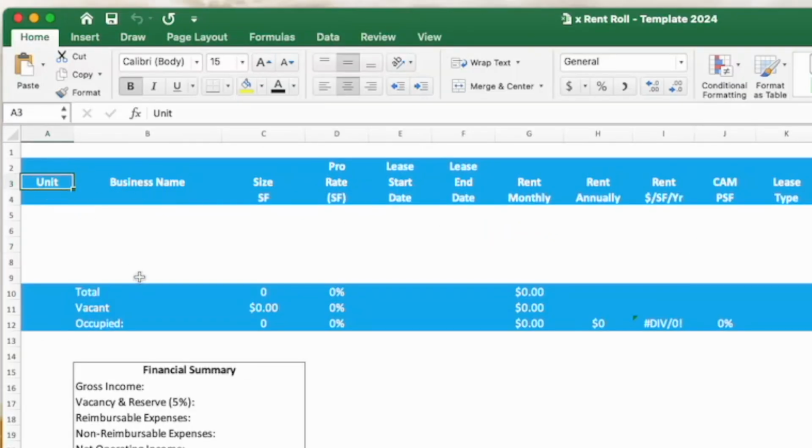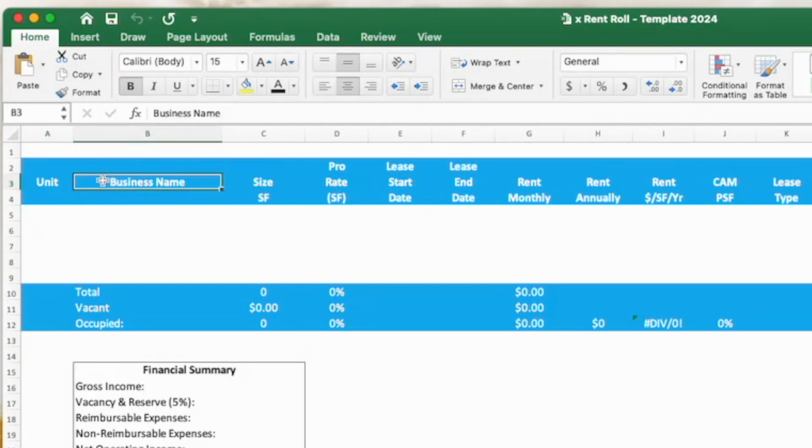But anyway, going back to the very beginning, unit. The unit here is really just to let the person know what the address or the unit of the space is that we're referring to. If you've got a building with 10 units or 10 tenants, each tenant is going to have their own individual address, and that's what goes into the unit column.